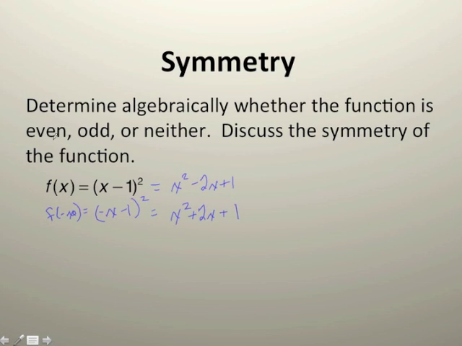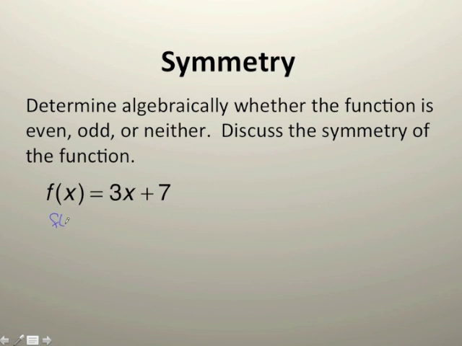So, is it even, odd, or neither? Well, it's not equal to f of x. It's not equal to the negative. Not all the signs are changed. So this is neither. And it does not have symmetry to the y-axis or the origin. I will tell you, this happens to have symmetry, and we'll discuss it more later. This actually has symmetry about x equals 1, but we'll discuss later why that's true.